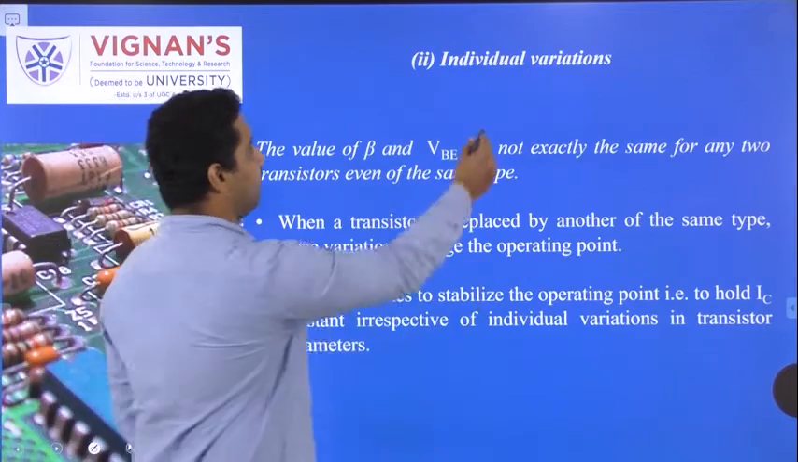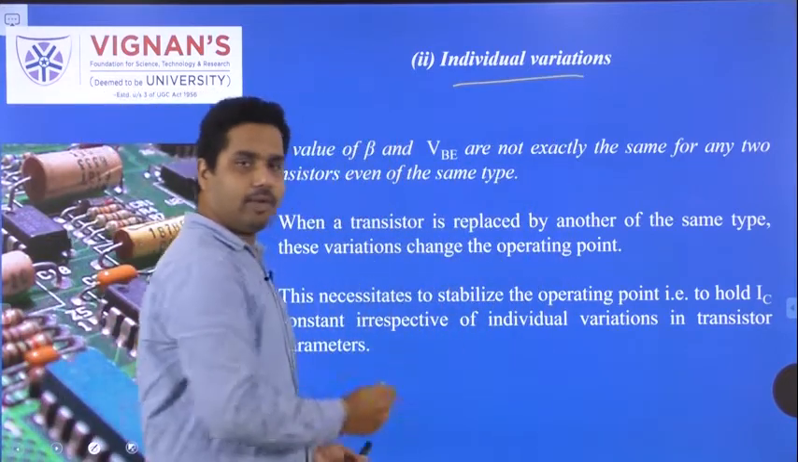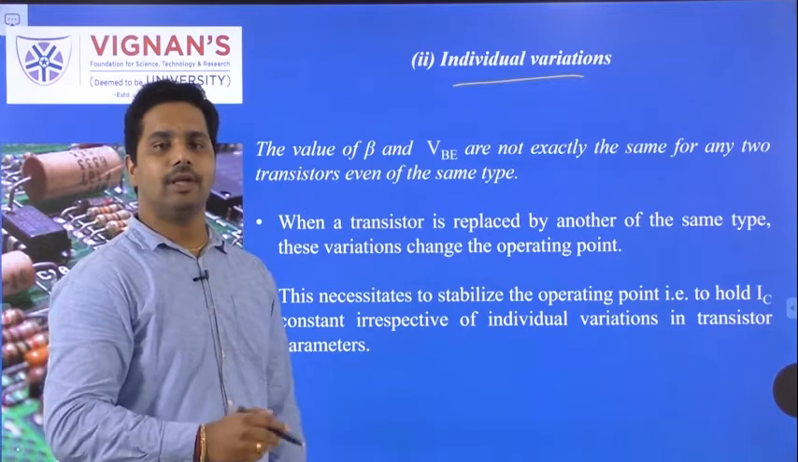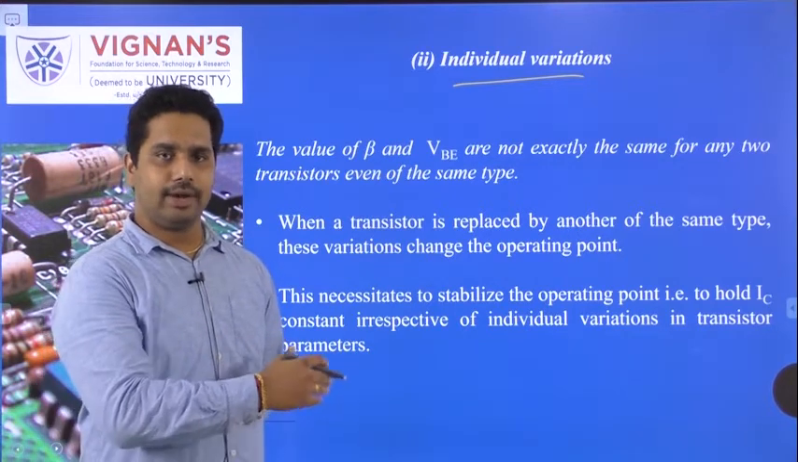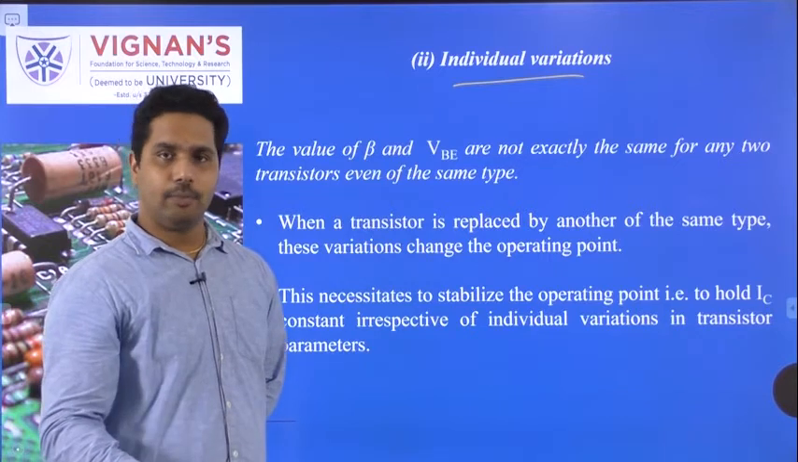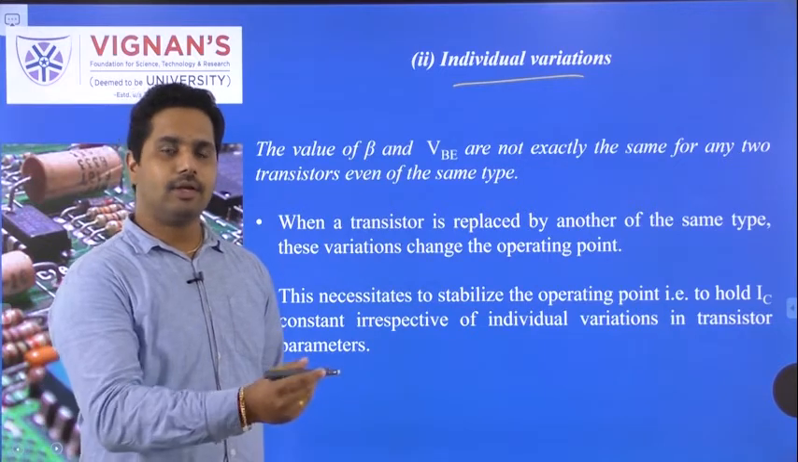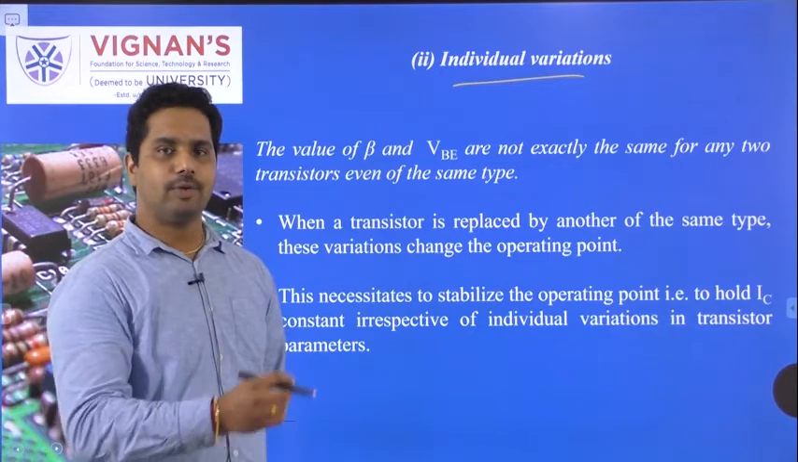And then individual variations. Individual variations we have already discussed. Individual variations means replacement of a transistor. If a transistor got damaged, and the circuit is already there, the desired Q point is there, and it is working well, but the transistor got damaged, so we have to replace it.